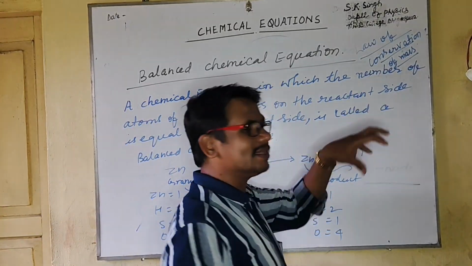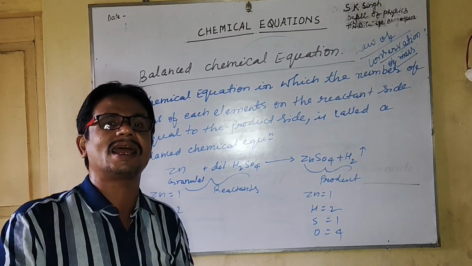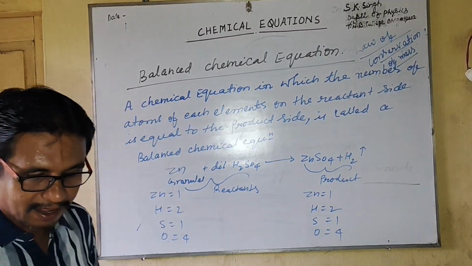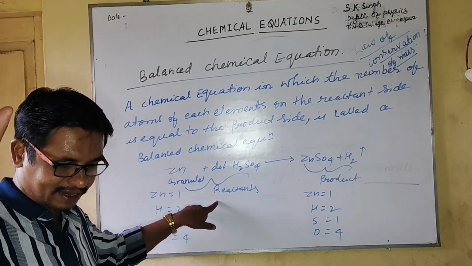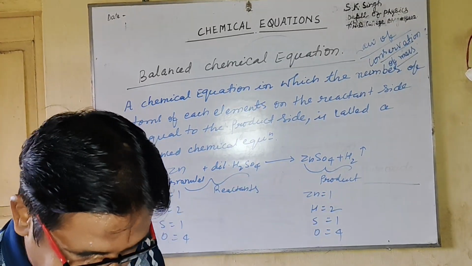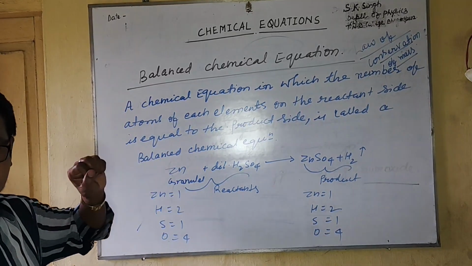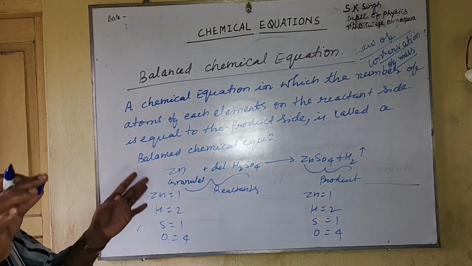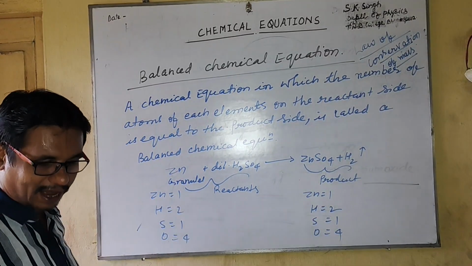Is it clear? According to the law of conservation of mass, mass can neither be created nor be destroyed. Therefore, during a chemical reaction the total mass of the reactant side is equal to the product side. It means the number of atoms of each element on the reactant side is always equal to the product side. That is why we balance the chemical equation. This is an extra question, it comes from the NCERT.